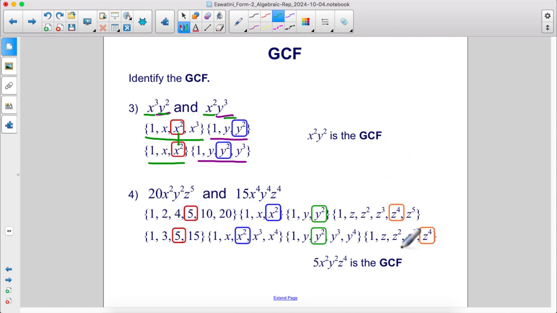We do the same thing down here. So we have 20 in the front, which means we need all of the factors of 20. We have x squared, so we need the factors of x squared. We have y squared, so here are the factors of y squared. And we have z to the 5th, and here are all of the factors of z to the 5th. We do that same thing for 15, x to the 4th, y to the 4th, and z to the 4th. Then we go through and we find the largest number or the largest exponent in all of those sets, and we multiply those together. So then we get 5x squared y squared z to the 4th.